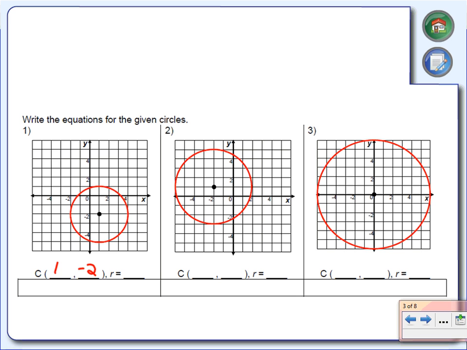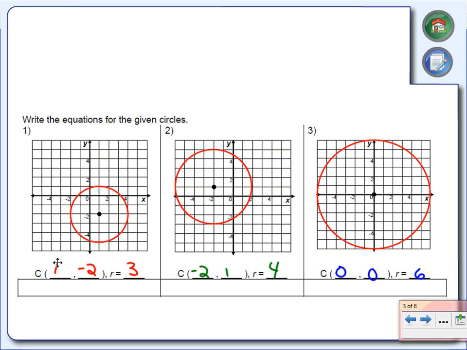How about the radius? What would the radius of this circle be? What's the distance from the center to the circle? 3. The radius is 3. We'll write the equation in a minute. Right now all we're doing is looking at the center and the radius. How about for number 2? What would the center for number 2 be? (-2, 1). And the radius for that circle would be 4. There you go. How about the last one over there? What's the center of that last one? (0, 0). And the radius of that big circle is 6.